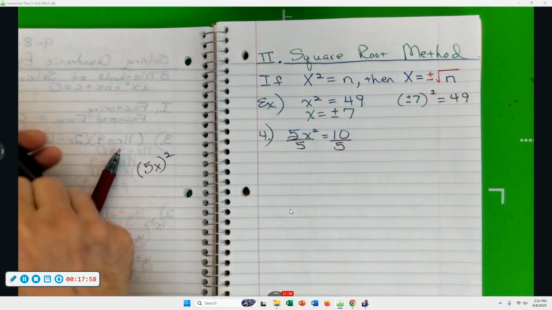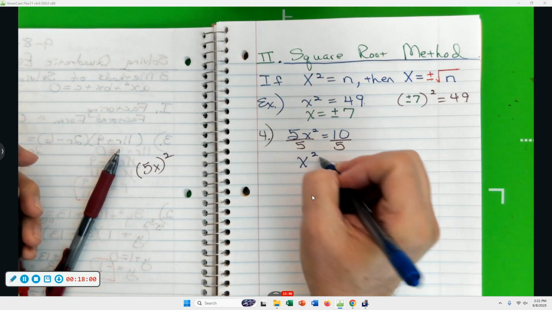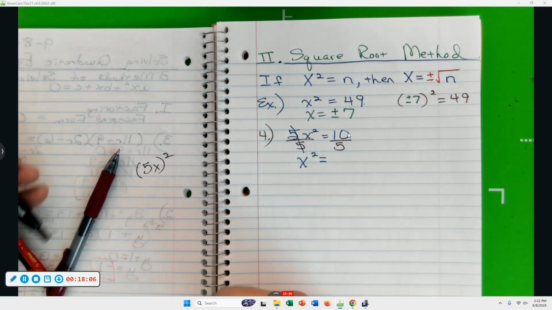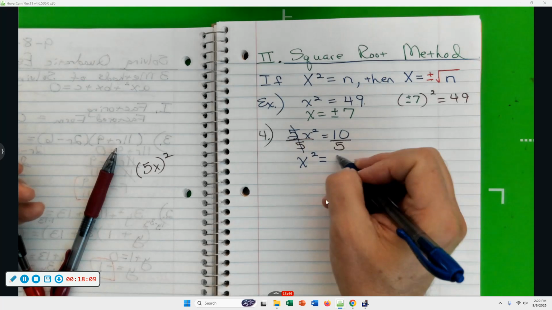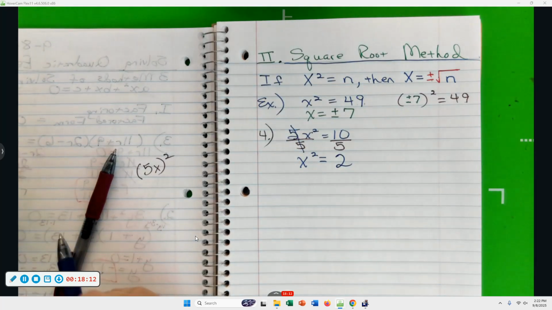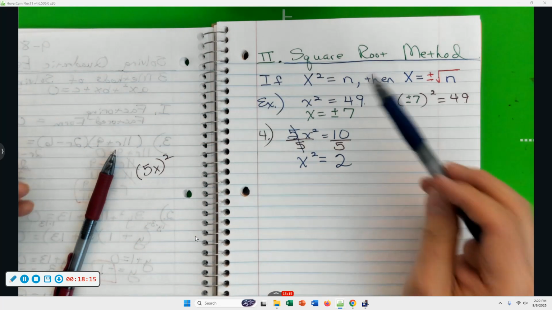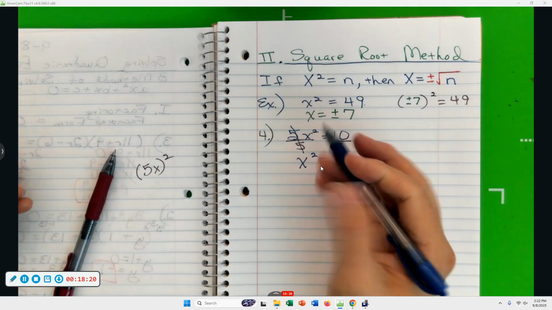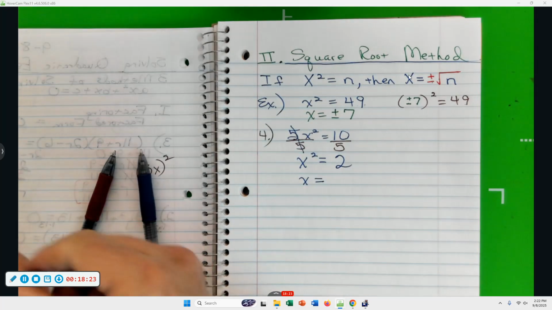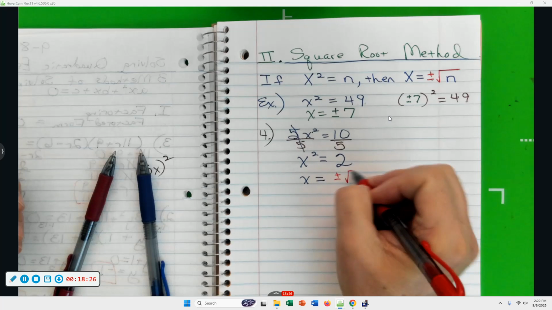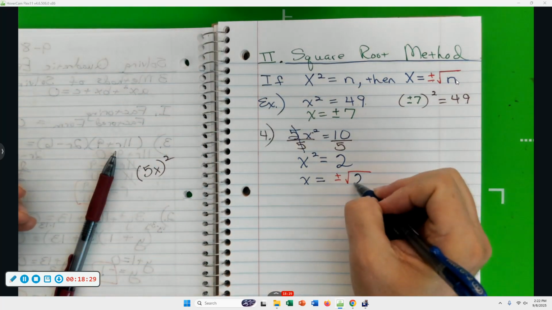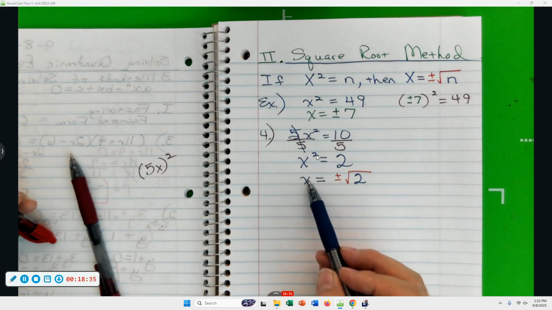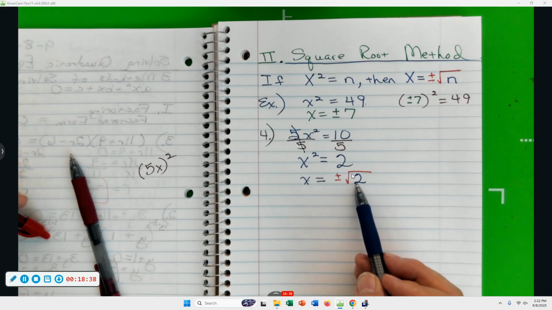We can get it in the form something squared equals a number just by dividing by 5. Then this equation is tailor-made for the square root method. 5 divided by 5 cancels, leaving us just x squared, and 10 divided by 5 is 2. It's in the form something squared equals a number. When you have it in that form, you drop the square on the left, you pick up a plus or minus square root on the right.